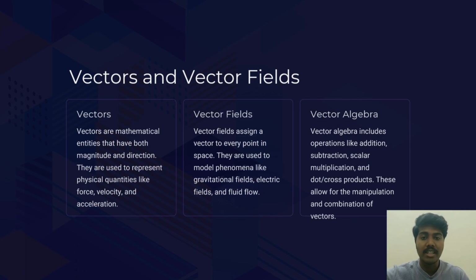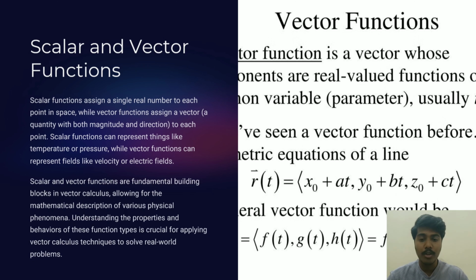Then we come to vector algebra. Vector algebra includes operations like addition, subtraction, scalar multiplication, and dot and cross products, which we know from matrices also. These allow for the manipulation and combination of vectors. So let's move on. Now we are going to learn what are scalar and vector functions, and what are the functions of scalars and vectors.